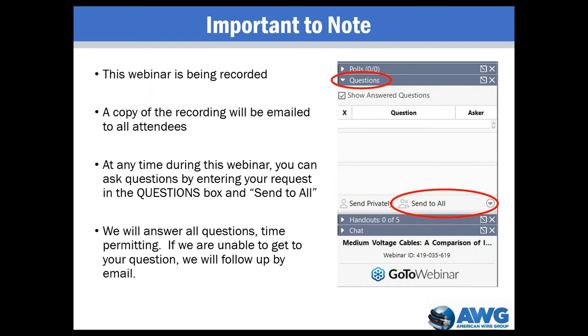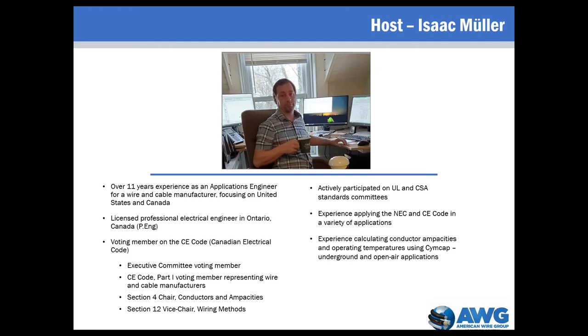Thank you, Nada. Hello, I'm Isaac Mueller, Applications Engineer for American Wire Group. For more than 11 years now, I've been working as an Applications Engineer for a wire and cable manufacturer, focusing on wire and cable applications in the United States and Canada.